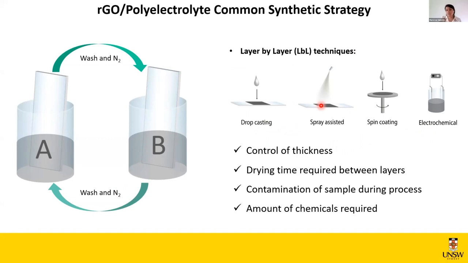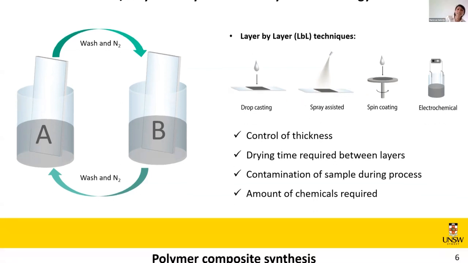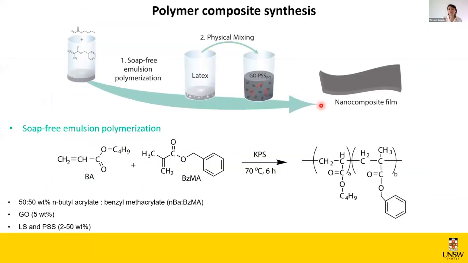As well, another thing that is not so positive is that we require longer processing times. We also have more risk of contamination because of the manipulation of the sample, unless we are using a robotic technique. And the cost required is higher. As a response to this technique, we suggest soap-free emulsion polymerization, in which we produce a latex that later is physically mixed with a graphene oxide polyelectrolyte aqueous solution. And then finally, we are able to cast and form nanocomposite films.